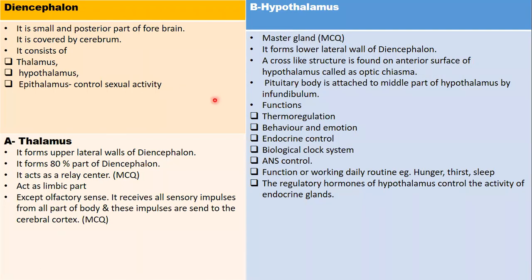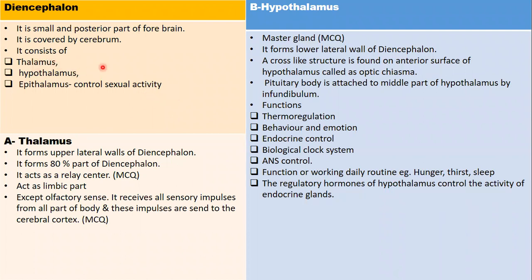Moving forward, the second part is the diencephalon. The diencephalon is the posterior part of the forebrain. It is covered by the cerebrum, as we have already seen in the previous slide. It consists of the thalamus, hypothalamus, and epithalamus. For the epithalamus, the only thing we need to remember is that it controls our sexual activity.